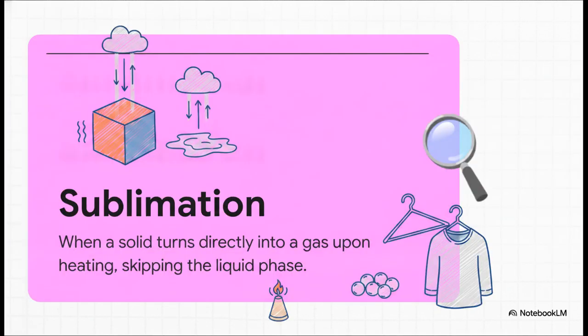But, sometimes matter likes to take a shortcut. And that brings us to a super fascinating concept called sublimation. It's this unique process where a solid turns directly into a gas upon heating, entirely skipping the liquid phase. You've probably seen common everyday examples of this, like camphor used in religious ceremonies, or naphthalene balls in your closet to protect your clothes. They don't melt into puddles, they just vanish, going straight from a solid into a gas.